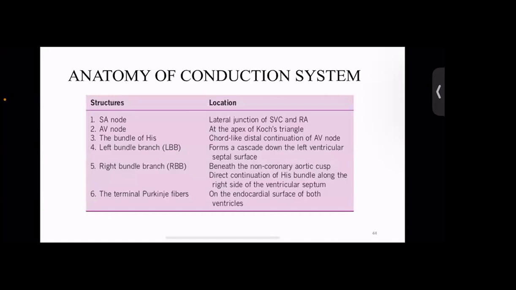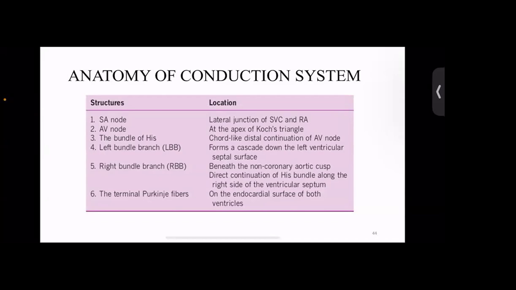Okay, these are the different shapes. So we'll just go to the anatomy of the conducting system. So the conducting system consists of the SA node, the AV node, the bundle of His, the left bundle branch, the right bundle branch, and then the terminal Purkinje fibers.